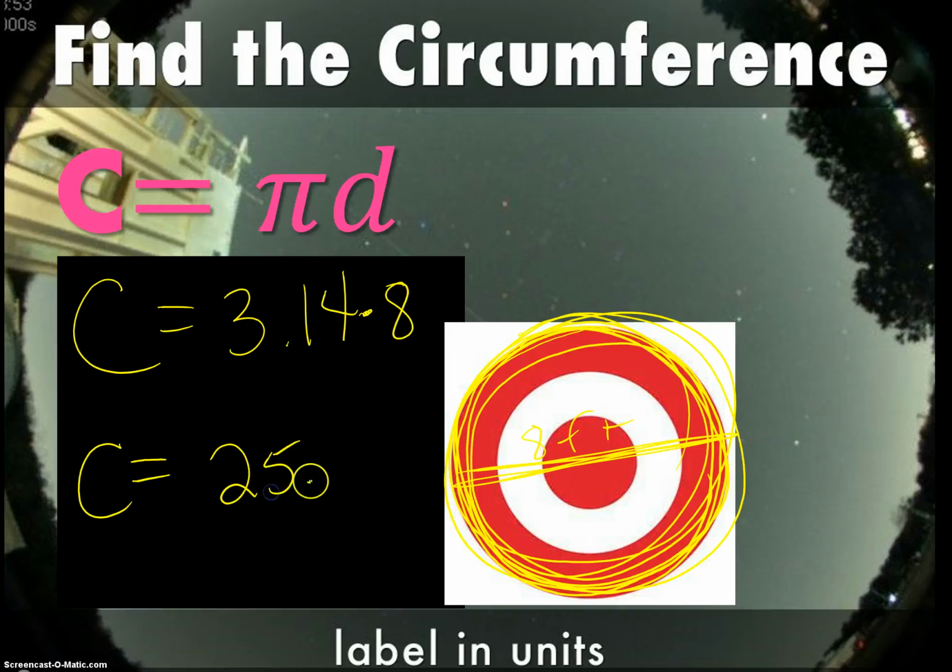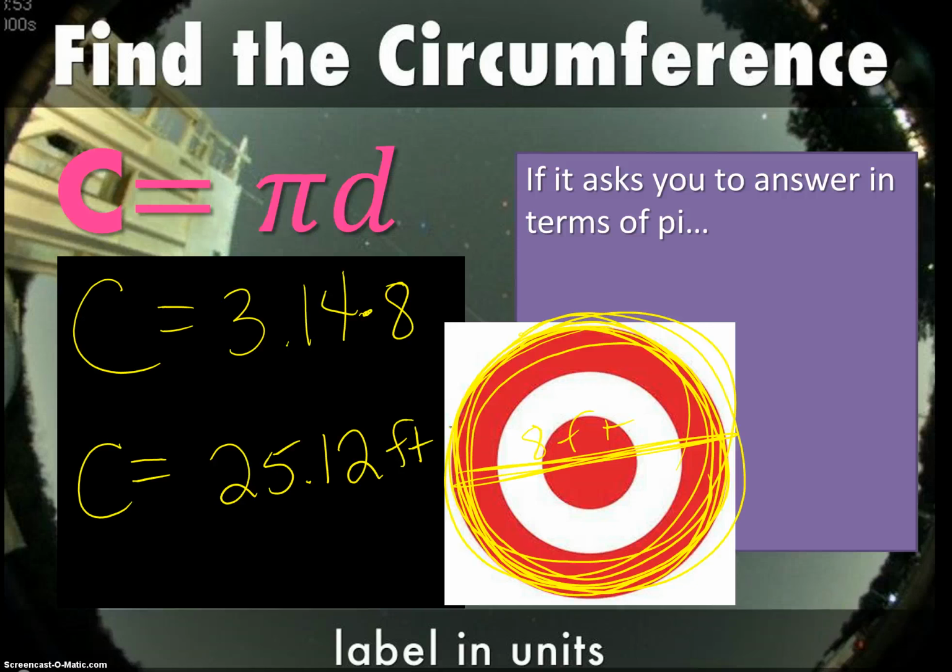Welcome back. Did you get 25.12 feet? Now, pause and see if you can answer in terms of pi. Please pause the video and see if you can figure it out in terms of pi. So when you put in C equals pi times d, you just plug in the 8 for the diameter. And then I rewrote it so the coefficient came before, and then I made sure I had my label, my unit of feet, on the end.